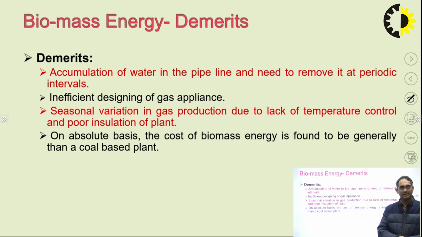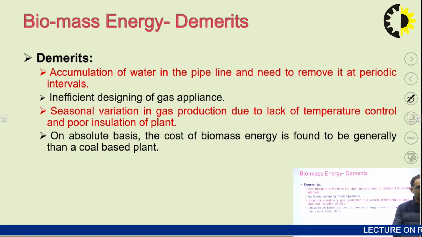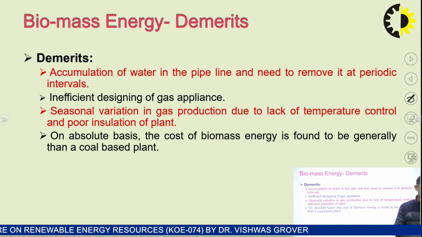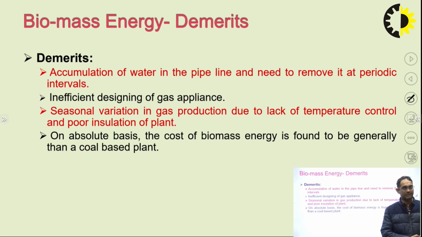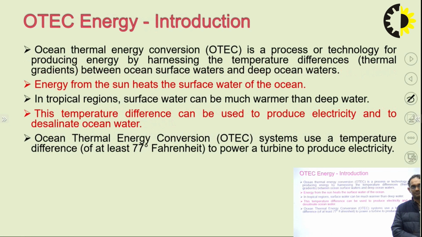Then certain demerits are also there, like accumulation of water in the pipeline and the need to remove it at periodic intervals. Then inefficient designing of the gas appliance. Then the seasonal variation in gas production due to the lack of temperature control and poor insulation of the plant. And on an absolute basis, the cost of biomass energy is found to be generally higher than a coal based plant. These are the demerits of this biomass energy.